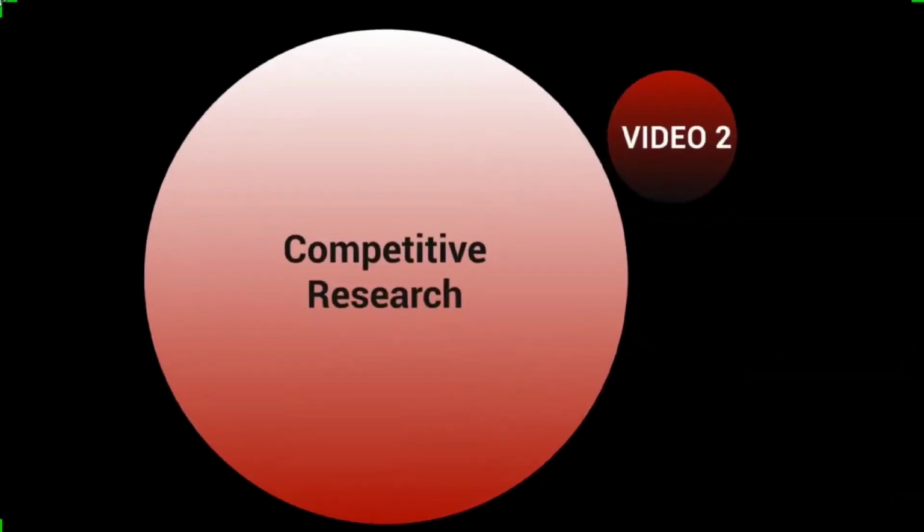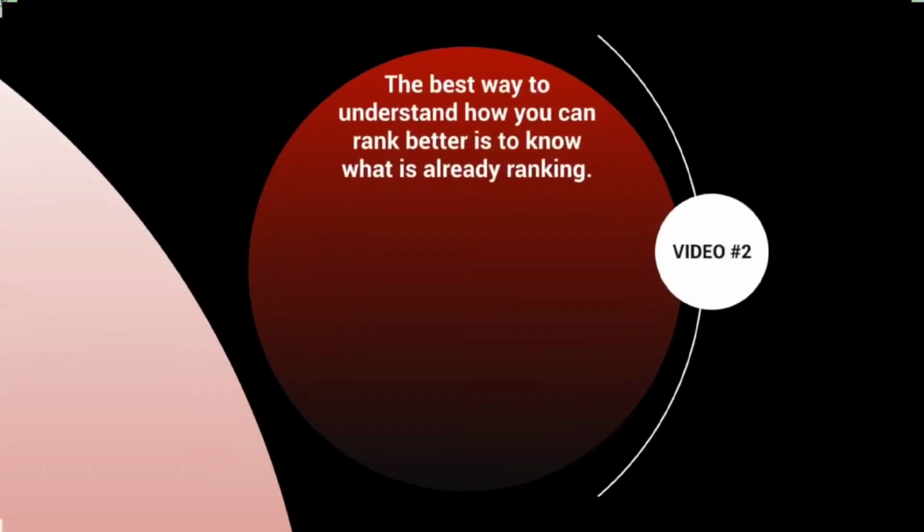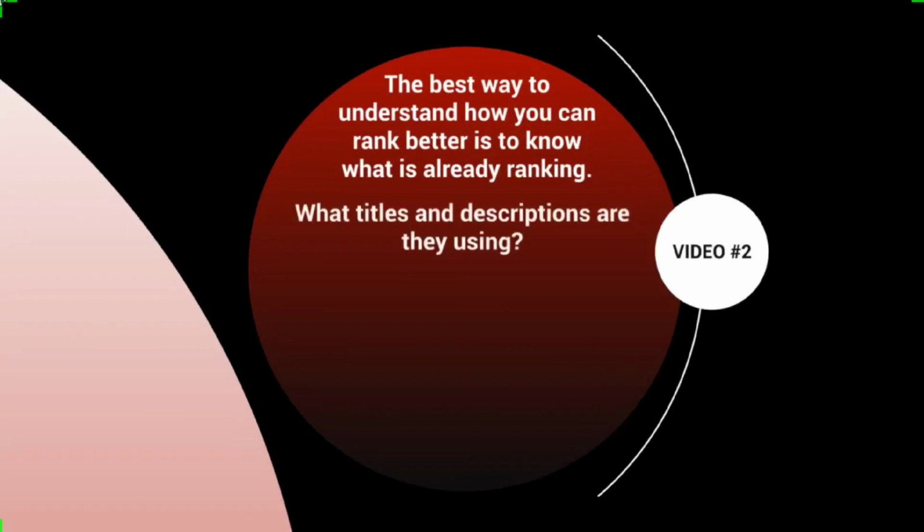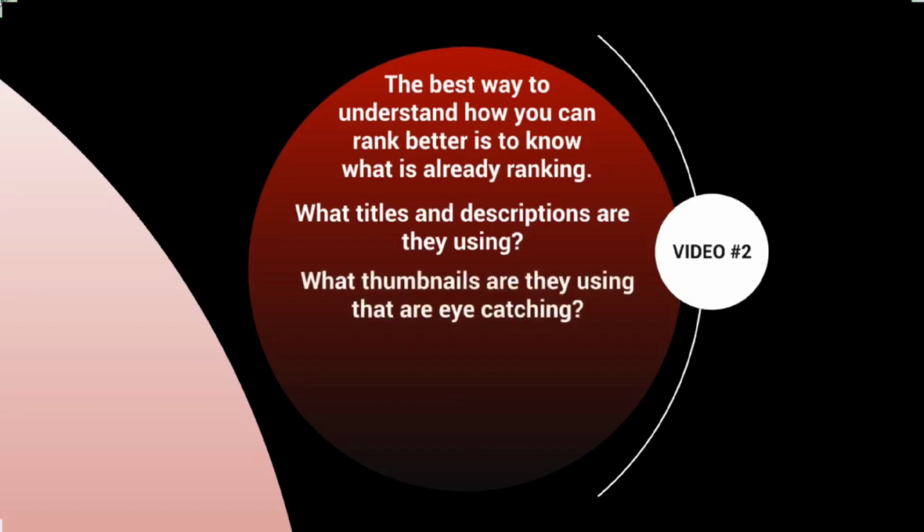Let's talk about competitive research. You see, the best way to understand how you can rank better is to know what is already ranking in your niche or your market. So what we want to do here is analyze the videos that are on the top. I want you to specifically look at what titles and what descriptions they are using, what eye-catching thumbnails they are using, and what the user experience is like when you click through those videos.